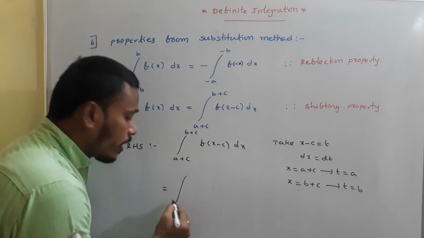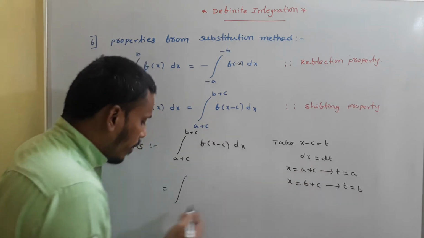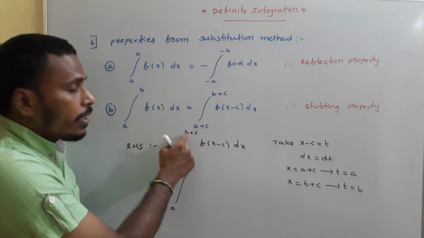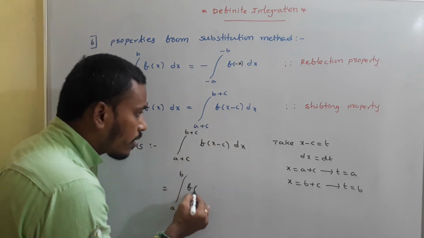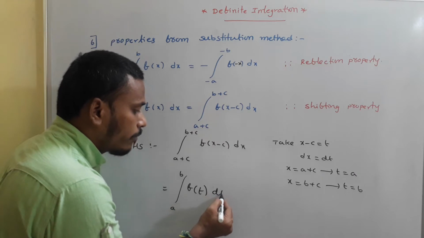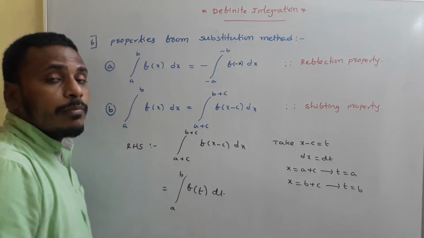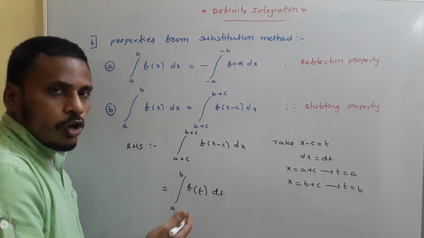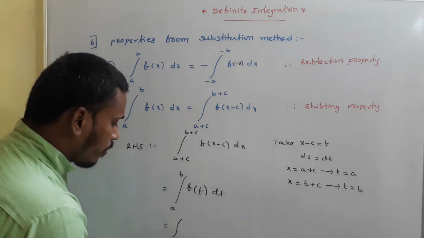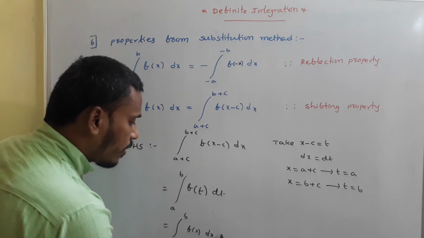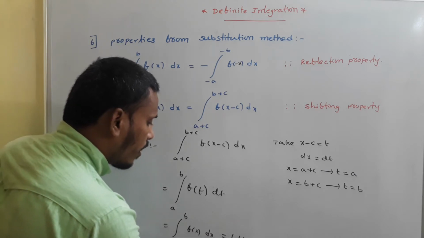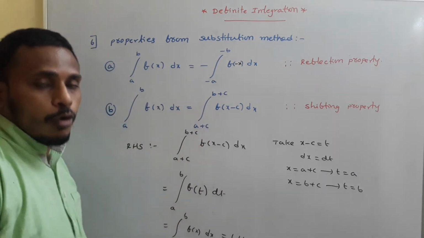So this equals the integral, a plus c will become a, so write a. b plus c will become b for t, so write b. f of x minus c is nothing but f of t dt. And as we mentioned in the basic properties, the variable is not important here. So this is simply nothing but integral a to b f of x dx, and this is simply nothing but the left hand side. This property is considered as the shifting property.